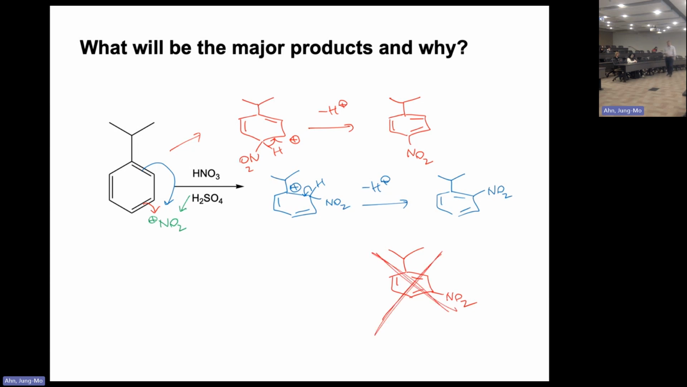The reason why you won't get the meta product is because you don't get this extra stabilizing sigma complex by the alkyl substituents. And then of course, you don't see this one here, but this carbocation can move to there by the resonance structures, and that's the reason why ortho gets substituted and para gets substituted, but not the meta positions.